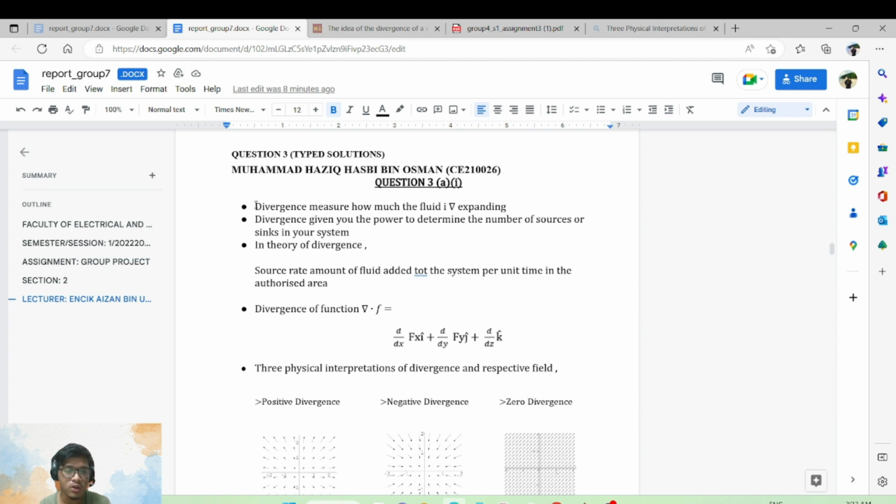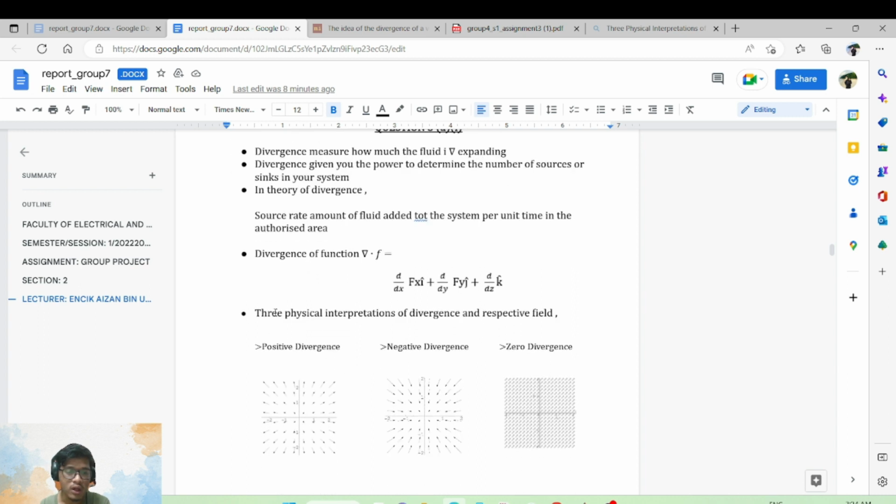The first is divergence measures how much the fluid is expanding. The second, divergence gives you the power to determine the number of sources or sinks in your system. In the theory of divergence, source rate is the amount of fluid added to the system per unit time in the authorized area. The divergence of the function F is equal to d over dx of Fx i plus d over dy of Fy j plus d over dz of Fz k. The last is the three physical interpretations of divergence in a vector field.